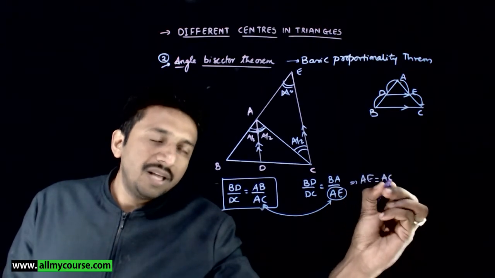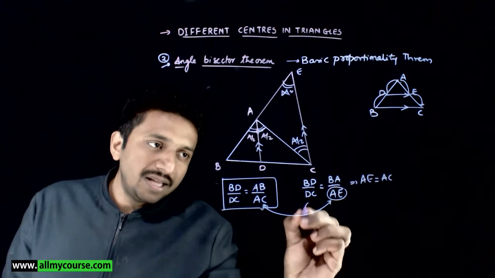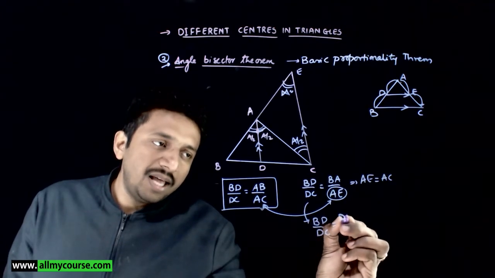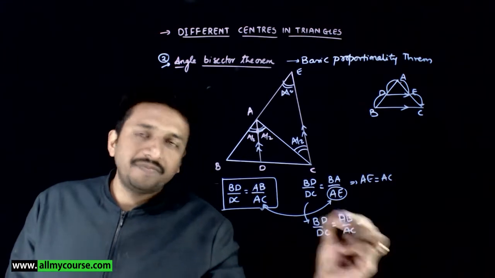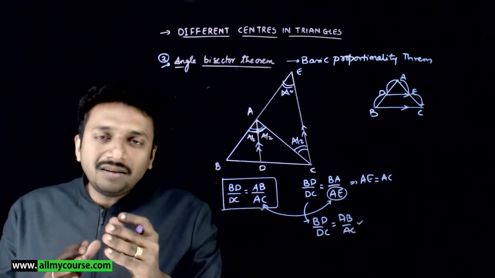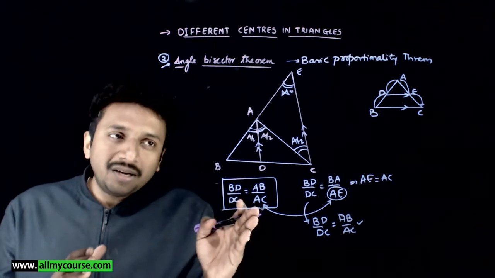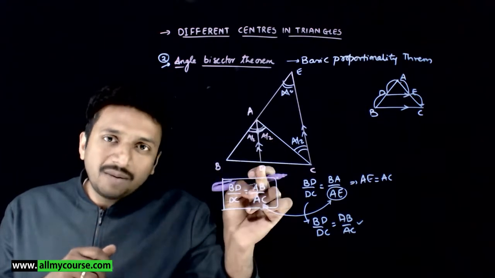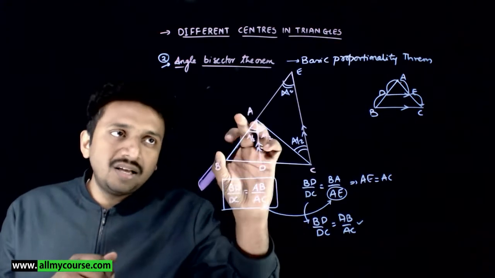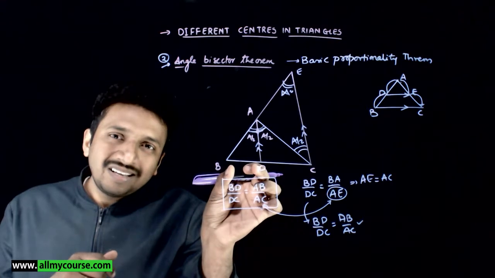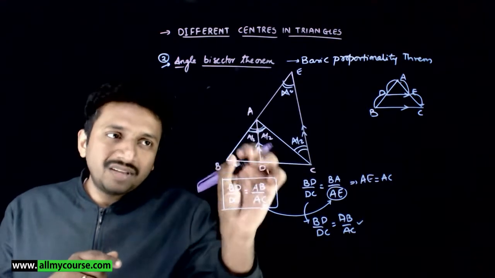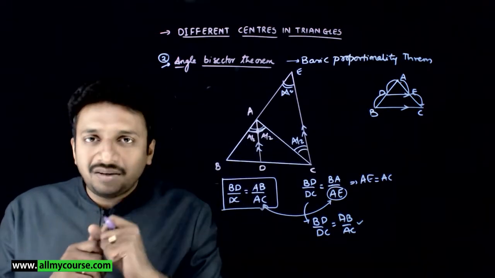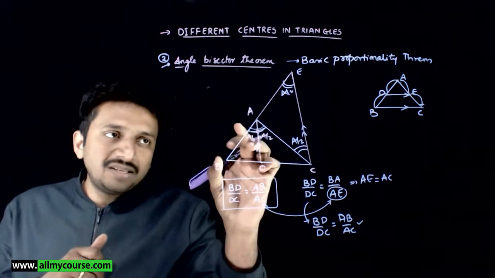Hence AE is equal to AC, and once AE is equal to AC, this implies BD by DC is equal to AB by AC. So this is a very standard theorem for angle bisectors, and this is called the angle bisector theorem. If you take angle bisector AD, BD by DC is equal to the ratio of sides on the same side. BD's side is AB, and DC's side has AC. So BD by DC is equal to AB by AC.